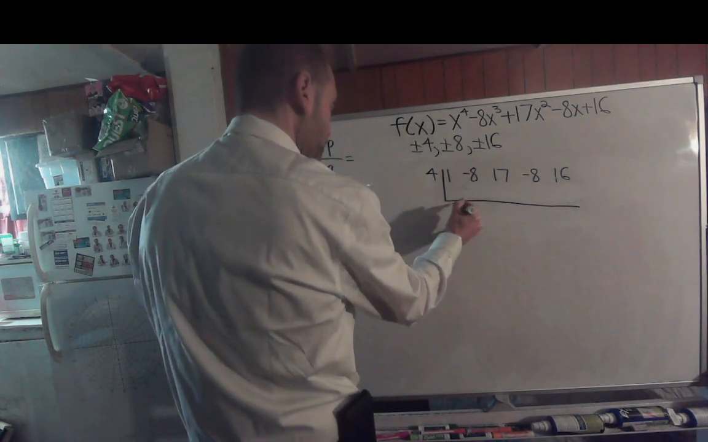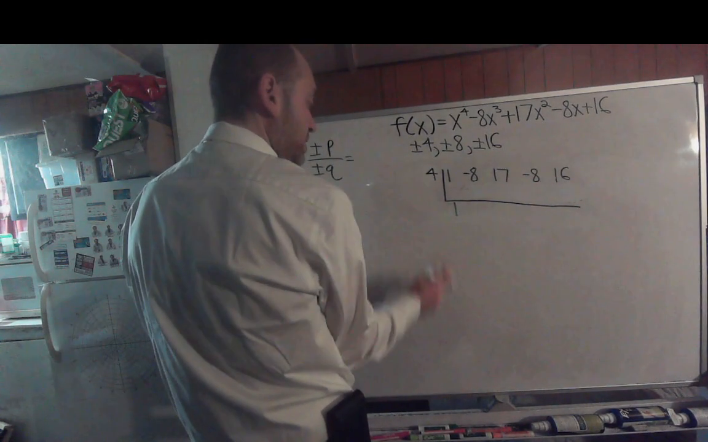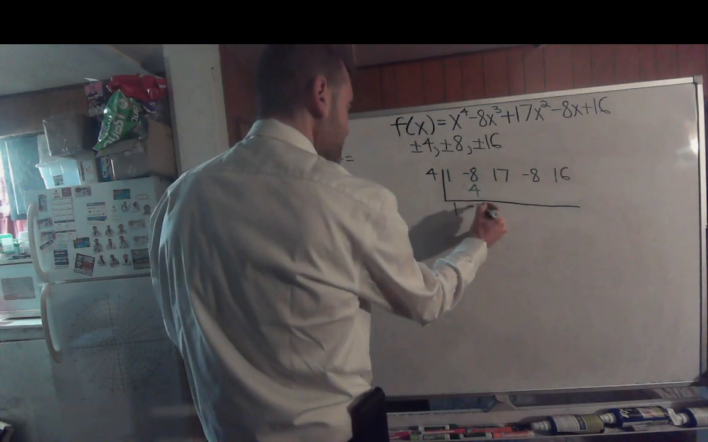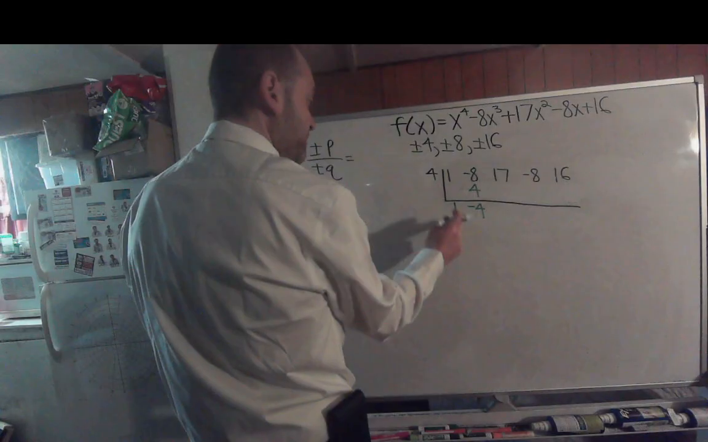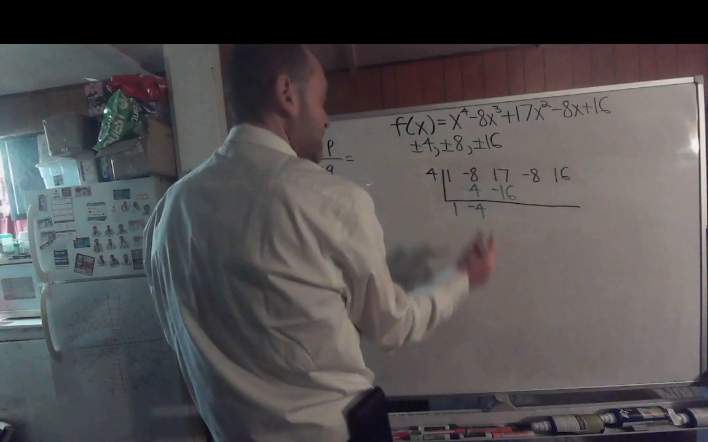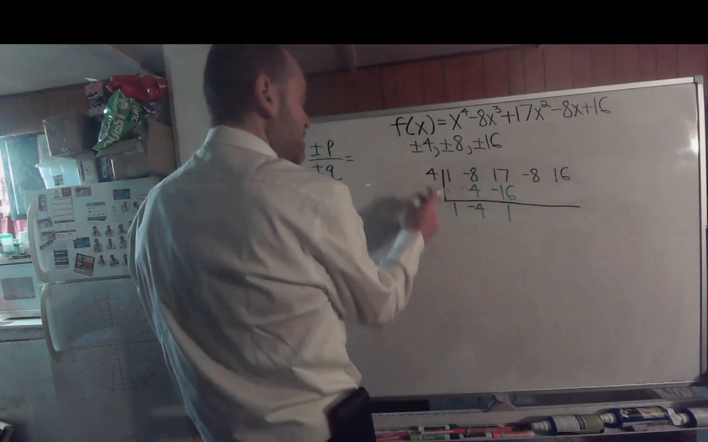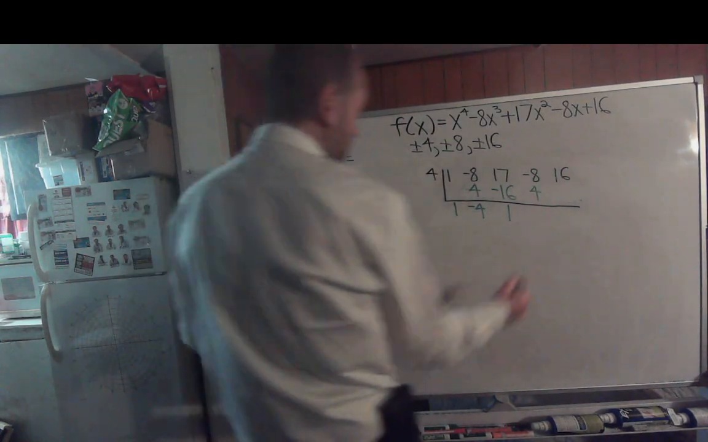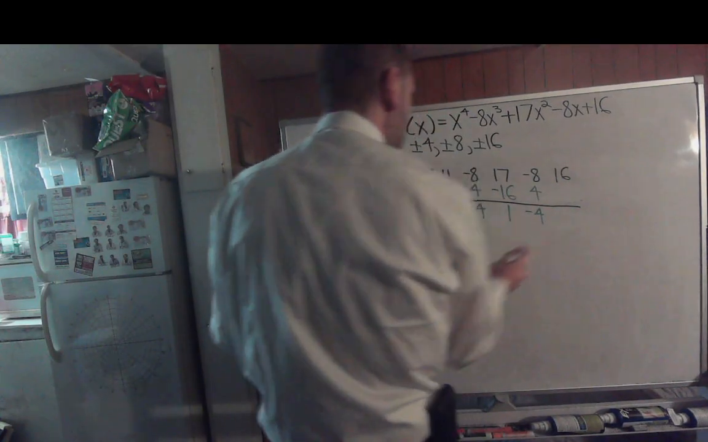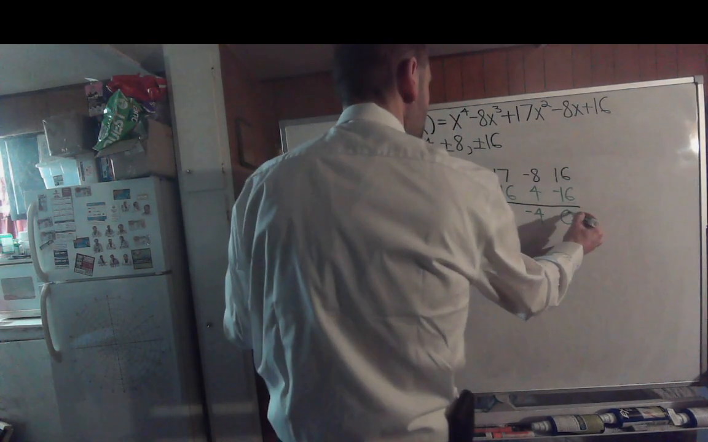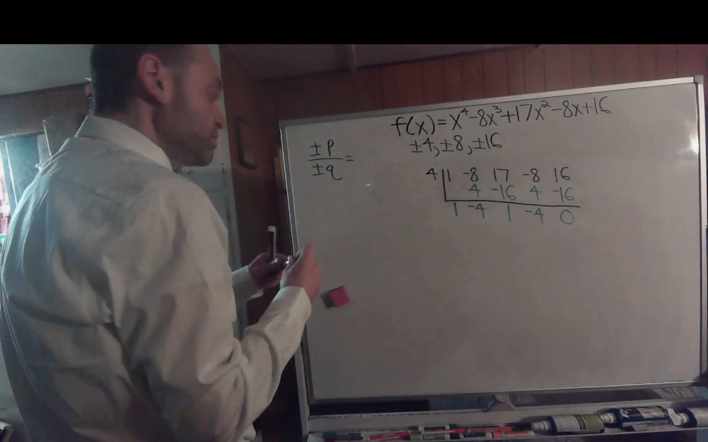Alright, so bring down your 1. Now 4 times 1 is going to end up being 4. Negative 8 plus 4 is negative 4. 4 times negative 4 is negative 16. 17 minus 16 is 1. 4 times 1 is 4. Negative 8 plus 4 is in fact negative 4. And then 4 times negative 4 is negative 16, and that gives you 16 minus 16 is 0. So we found one of our zeros.